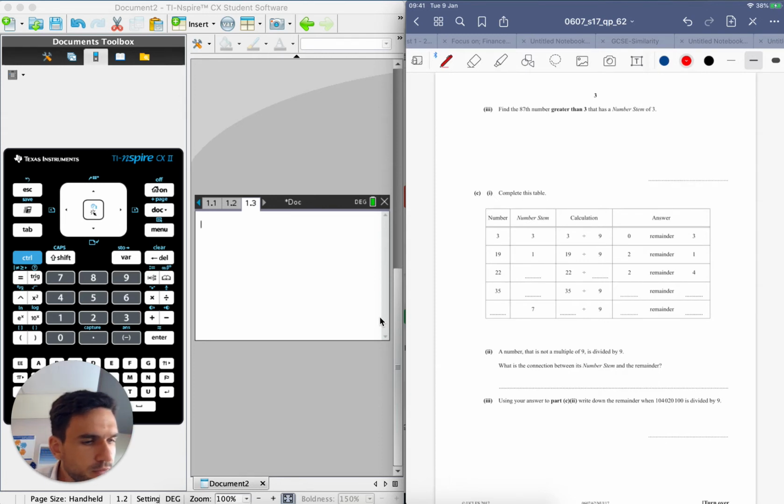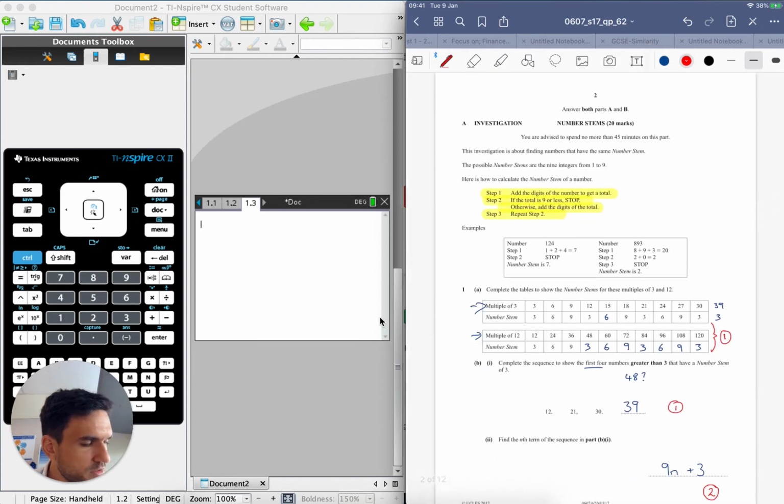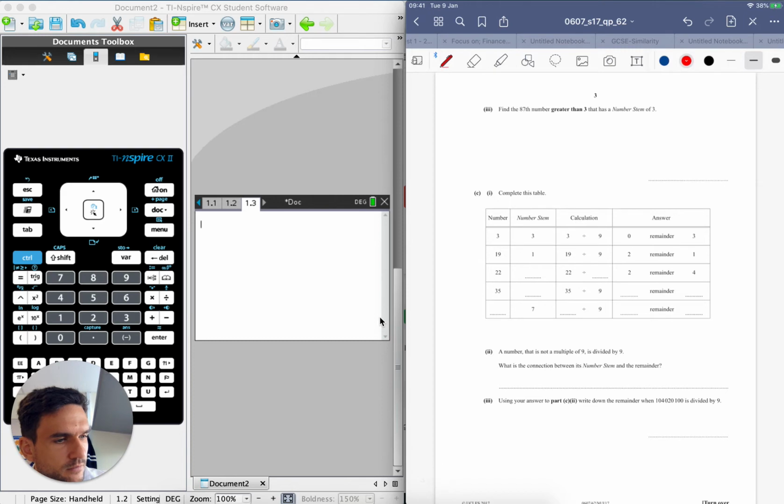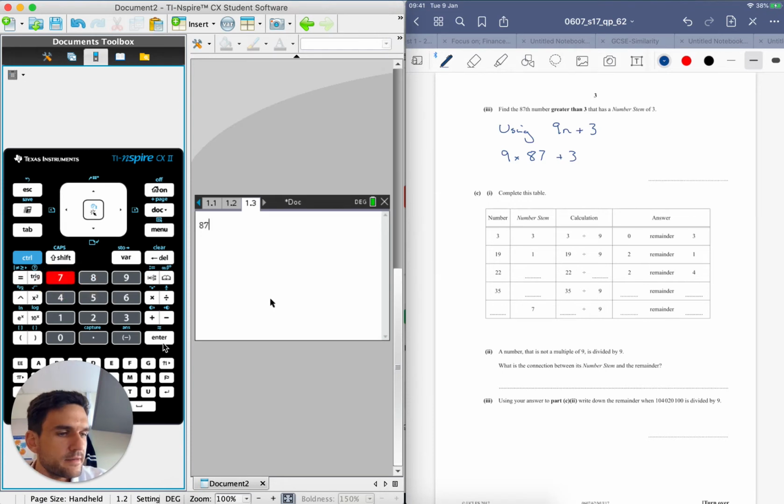Okay, part 3. Find the 87th number greater than 3 that has a number stem of 3. Well, that's using this expression that we just found. So using 9n plus 3, we are now going to input, we want the 87th one. So 9 lots of 87 plus 3. You might be good at your 87 times table. I'm going to reach for my TI Inspire. 87 times 9 is 783. I need to add 3 to that, and we're going to get 786.